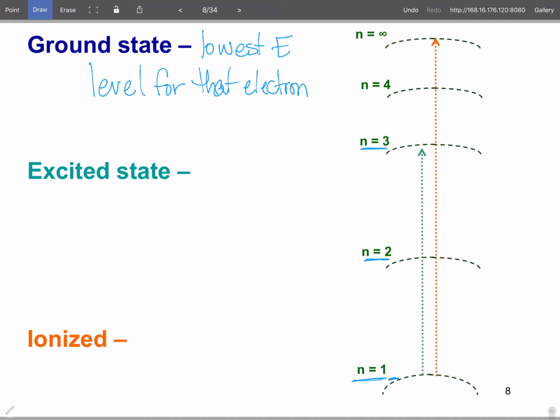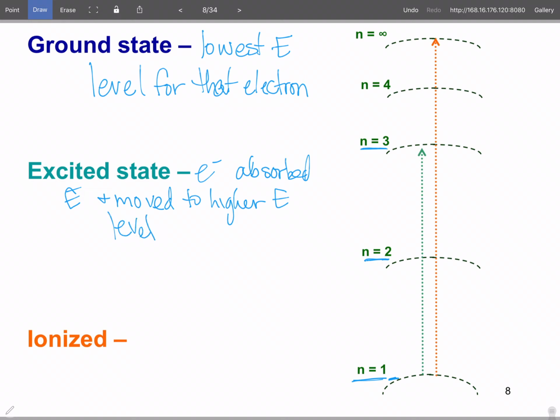If it's in an excited state, then the electron has absorbed energy and moved to a higher energy level. So we say it's excited. So for example, if this is the ground state of this electron, but we move it up to here, then we say that this electron is excited. If I could spell excited. Okay, so that's the excited state. Notice that it kind of matches, it does match color.